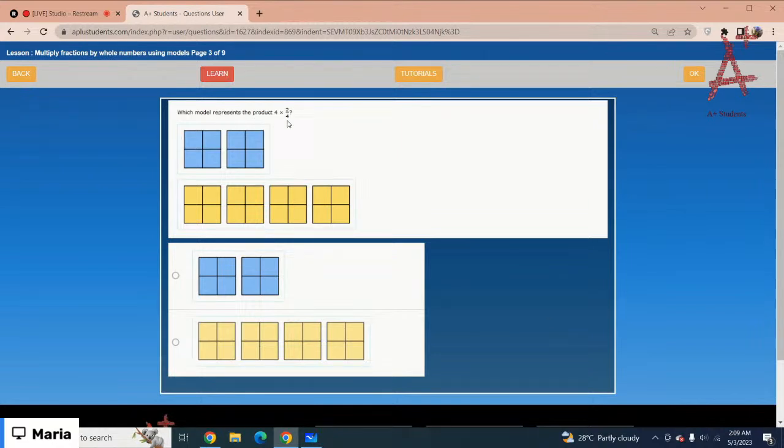Okay, which model represents the product 4 times 2 over 4? So 4 times 2 over 4 means you have 4 shapes, each shape has four portions, and out of the four portions just two of them are colored. So which is the correct option? Here is a mistake in the question, because you can see for both of them all the four portions are colored. But the second one has one, two, three, four. Since all the four are colored, it would be the second option. Got it? But here is a mistake.